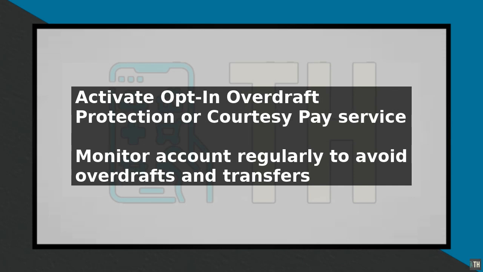Once you have activated overdraft protection, it is crucial to monitor your account regularly to avoid overdrafts and ensure that you have sufficient funds in your linked account to cover any transfers. By following these steps, you can activate overdraft protection with Navy Federal and avoid declined transactions due to insufficient funds. Remember to always review and understand the terms and conditions of the overdraft protection service before enrolling.